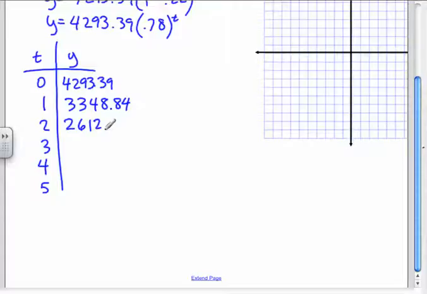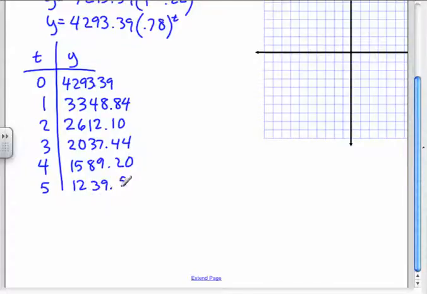2,612.10. Okay. Boy, that motorcycle's not worth as much as it used to be, huh? Times 0.78. All right. So let's let this be. Now that's going to be 2,037.44, and then times 0.78 again. That's going to give me $1,589.20. And then the last one times 0.78, I'm going to get $1,239.58.